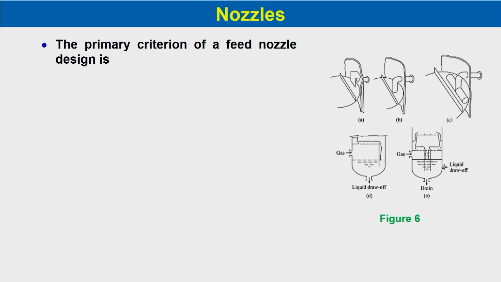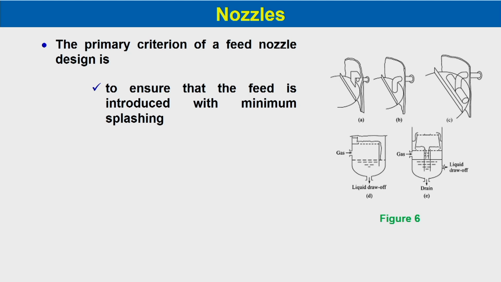The primary criterion for feed nozzle design is, you can see, to ensure that the feed is introduced with minimum splashing. So, if the splashing is more, it may not be properly distributed throughout the tray.